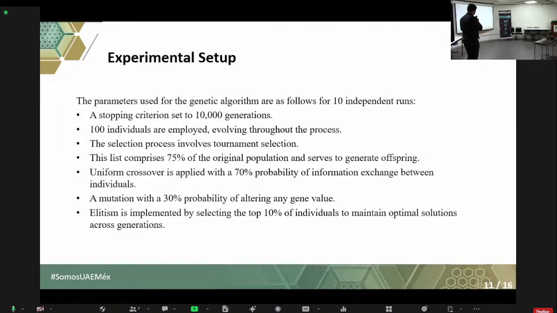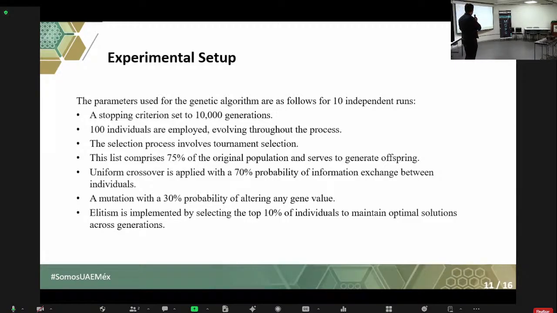My experiment is set to use these parameters for the genetic algorithm, following 10 independent runs. I use 10,000 generations with 100 individuals. I use tournament selection and later test with random selection. In both cases, I only take 75% of the original population. To create the offspring, I use a uniform crossover approach with a 70% probability of interchanging information, and mutation applied with a 20% probability of modifying some gene value in the individual.